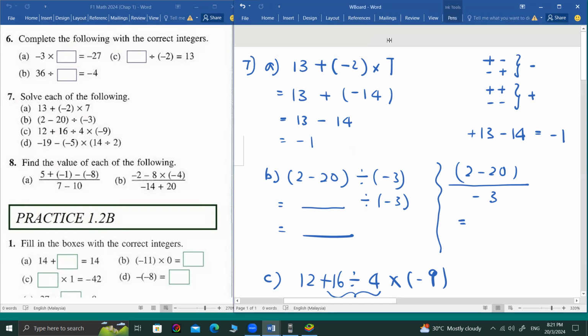Your paper, there. Okay, look at B. What do you have here? 2 minus 20, is it negative 18? Or if you use this way, you can write negative 18 here, divide negative 3. As what I taught you before, for divide and times, remember.